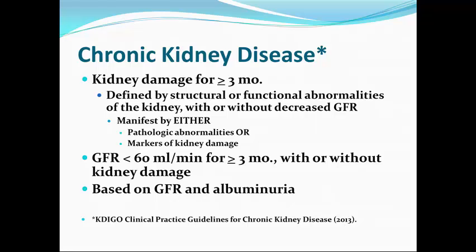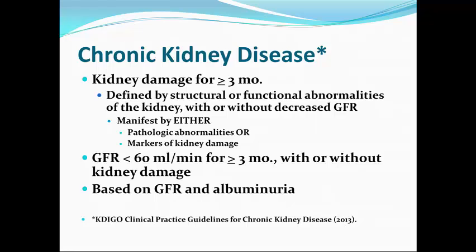So let's turn our attention from acute kidney injury to chronic kidney disease. Once again, I've provided the diagnostic criteria from the KDIGO group. Notice that what we're looking for is kidney damage for greater than or equal to 3 months. So this has to have been occurring over time. Also, what's very important is a glomerular filtration rate less than 60 milliliters per minute for that 3 months with or without kidney damage. And what we look at is our GFR as well as albumin in the urine.